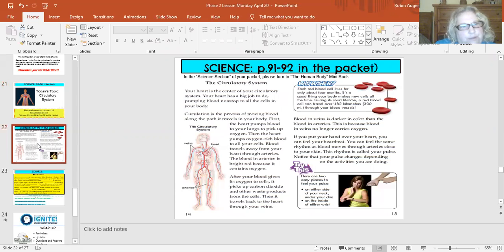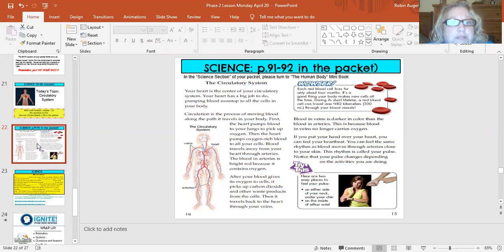Today's topic is the circulatory system. And again, it's in the little human body mini book in your packet. Your heart is the center of your circulatory system. Your heart has a big job to do, pumping blood nonstop to all the cells in your body. Circulation is the process of moving blood along the path it travels in your body.